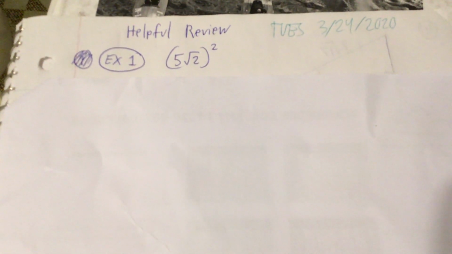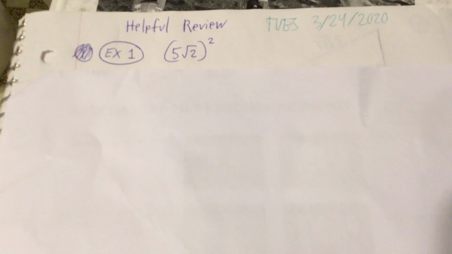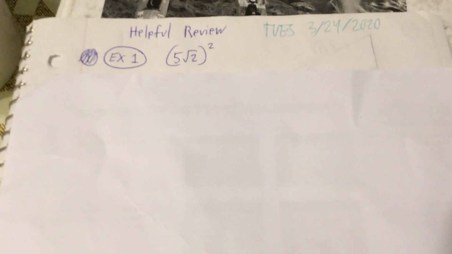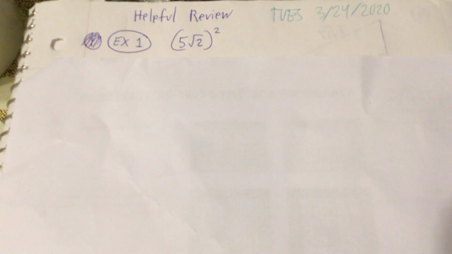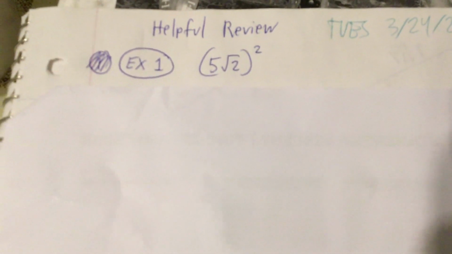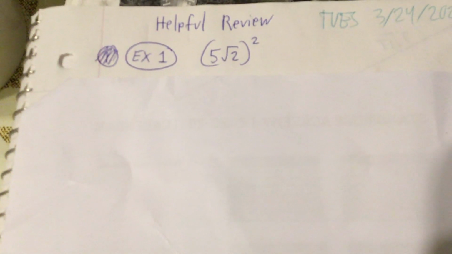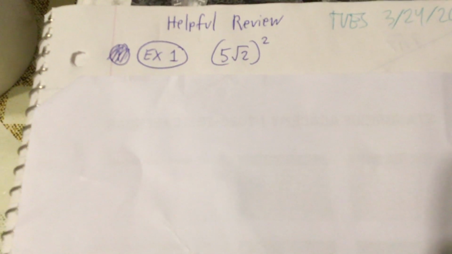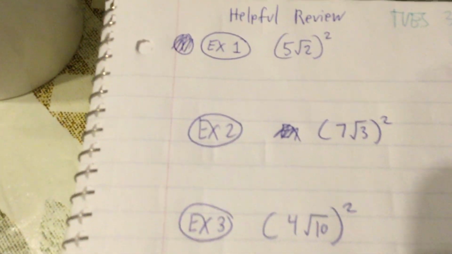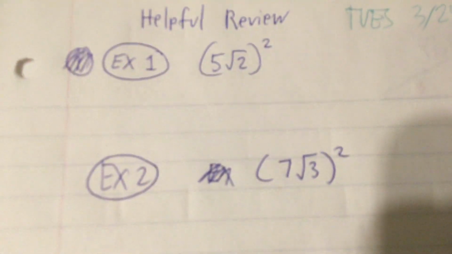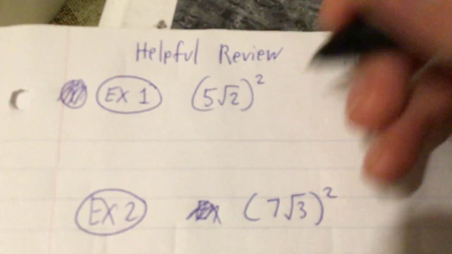I just want to give you guys some helpful review before we go into the right triangles with radicals in them. So just to make it clear, this is 5 radical 2 quantity squared. I'm going to expand it first before I show you guys a little quick trick. I'm just going to put these problems out here really quick. So 5 radical 2 quantity squared.